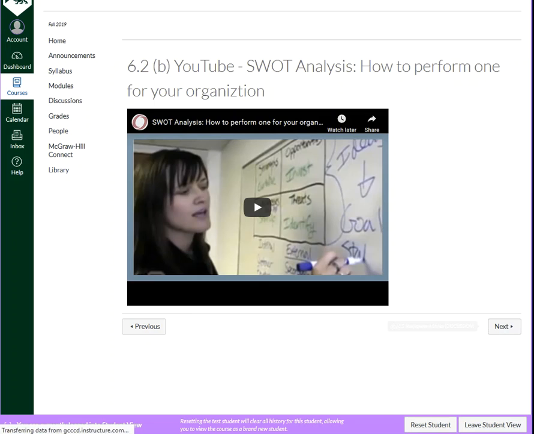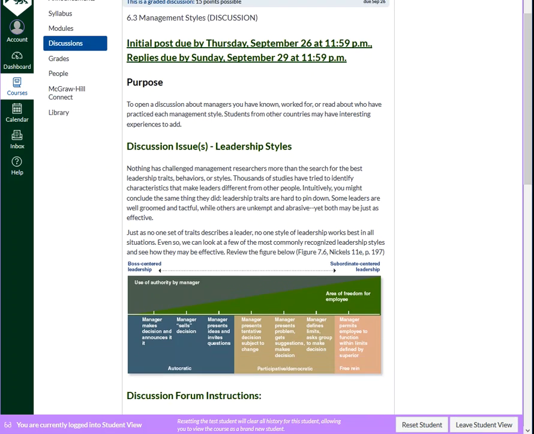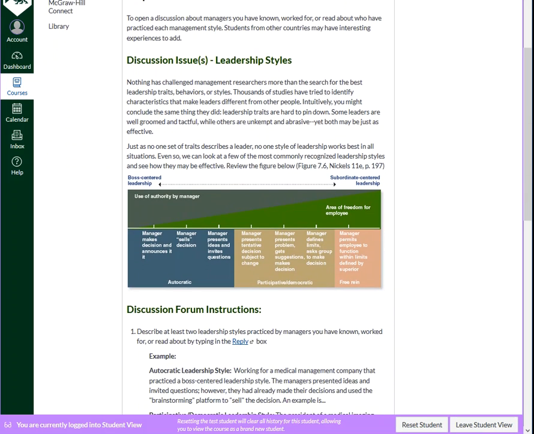Moving on, the next page brings us to our discussion forum regarding leadership and management styles. I've included a graphic that's in your textbook showing the range of the most commonly recognized leadership styles and how they may be effective.